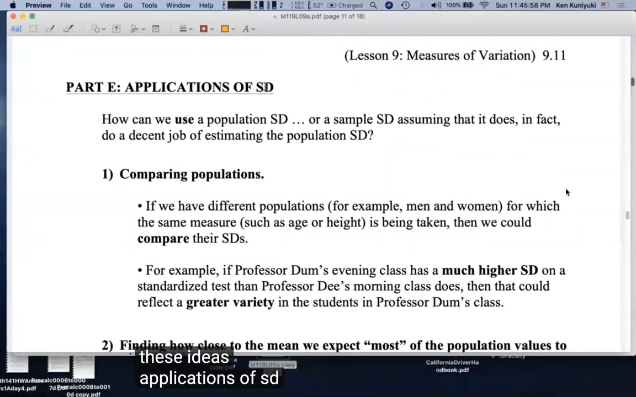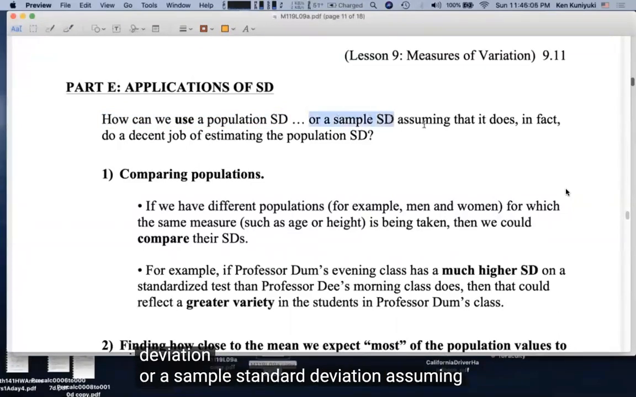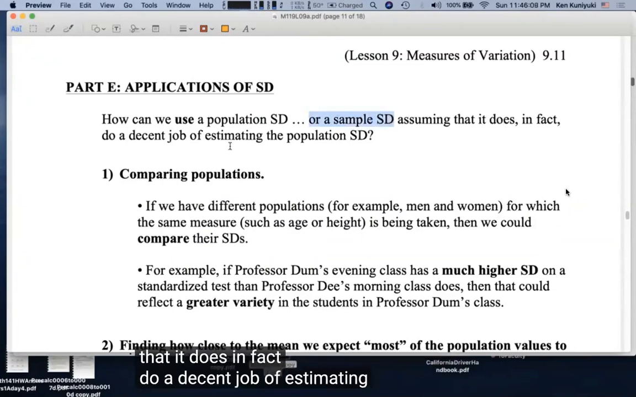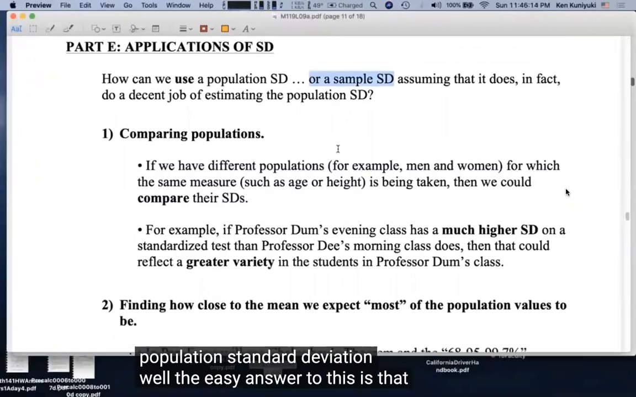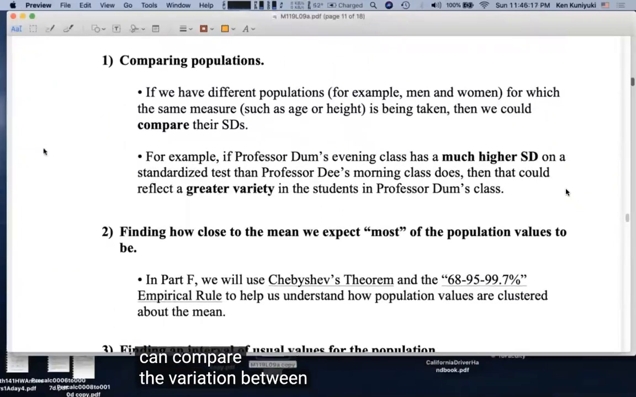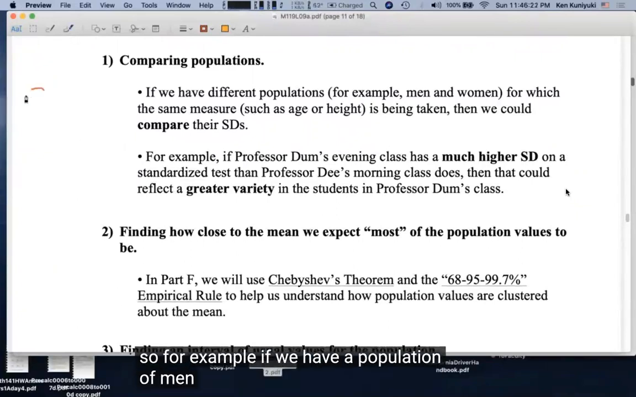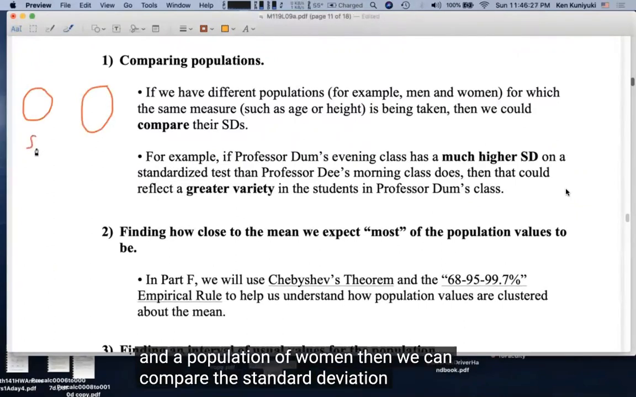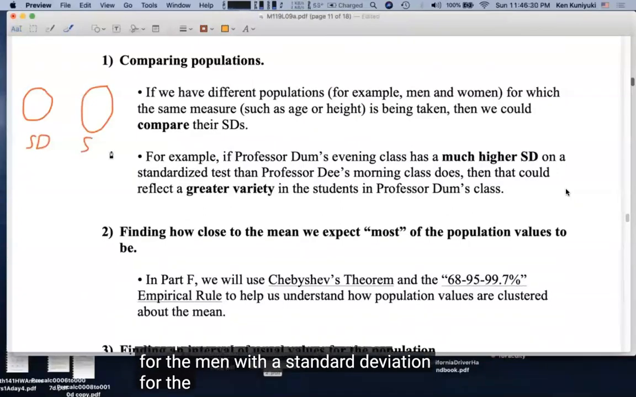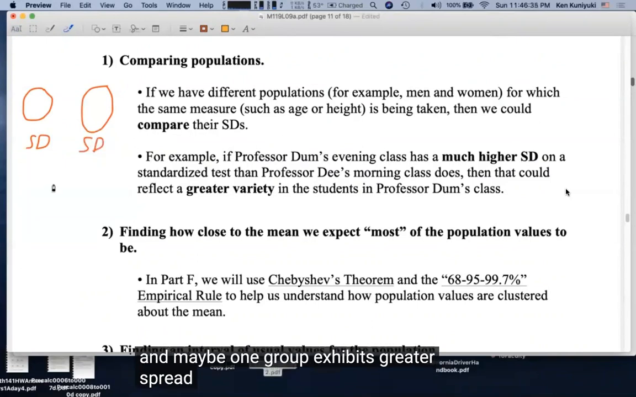Applications of SD, standard deviation. How can we use a population standard deviation or a sample standard deviation, assuming that it does in fact do a decent job of estimating the population standard deviation? Well, the easy answer to this is that we can compare the variation between two different populations. So for example, if we have a population of men and a population of women, then we can compare the standard deviation for the men with the standard deviation for the women. And maybe one group exhibits greater spread.